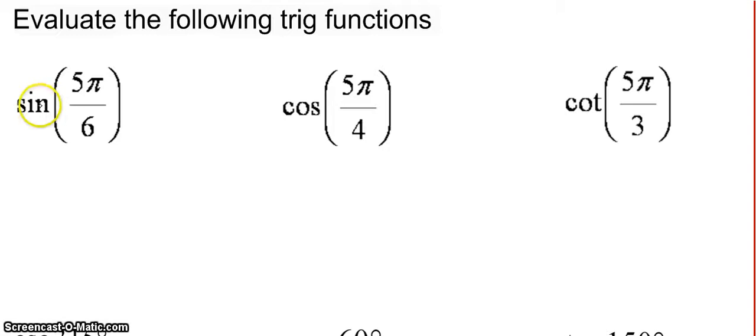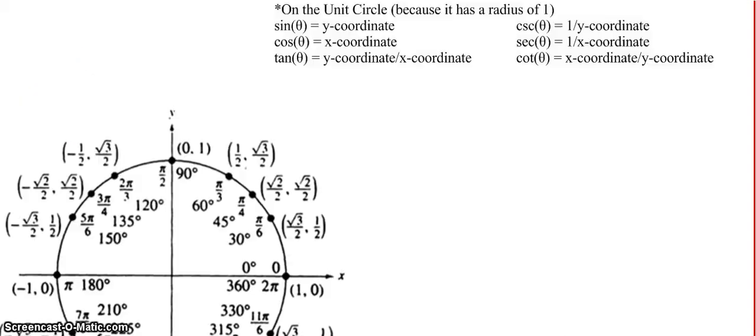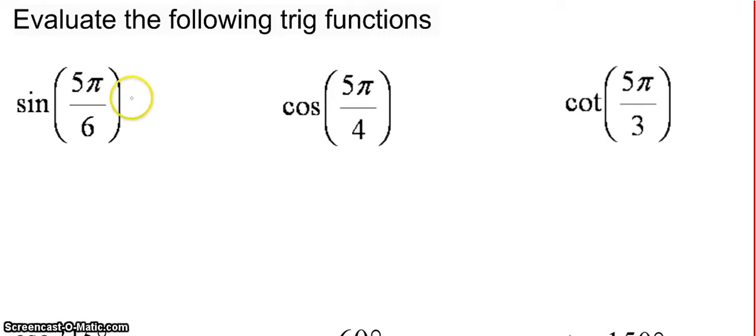So if I want to evaluate the sine of 5 pi over 6, and I know my unit circle, I can think to myself, okay, where is 5 pi over 6? 5 pi over 6 is right here. How does sine relate to this angle? Sine is the y-coordinate. The y-coordinate is 1/2. So boom, the sine of 5 pi over 6 is 1/2. See how easy that was? No work involved. Just had to think and understand.